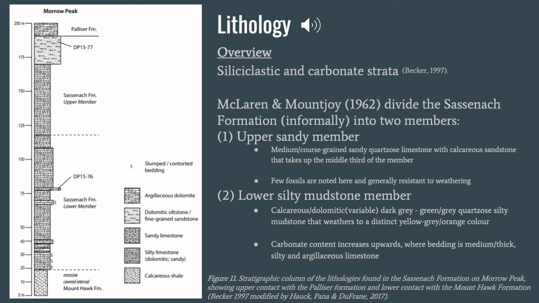Lastly, the carbonate content increases upwards, where bedding is medium to thick, silty, and argillaceous limestone. Now, we'll speak to figure 11. So this is simply just a strat column of the lithologies found in the Sassenach Formation. It is broken up into the upper member and the lower member, so it makes it a little bit more obvious, as well as the upper contact with the Palliser Formation is visible, as well as the lower contact with Mount Hawk Formation. And this location is at Morrow Peak.